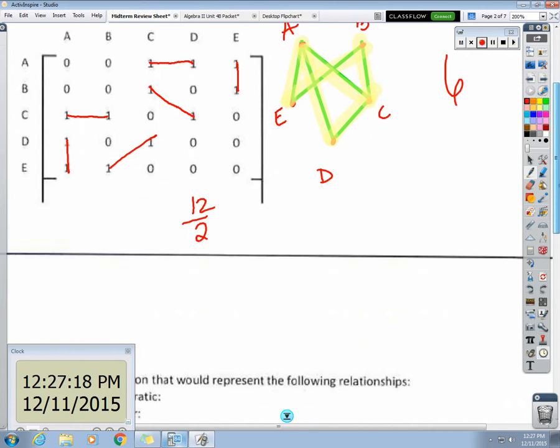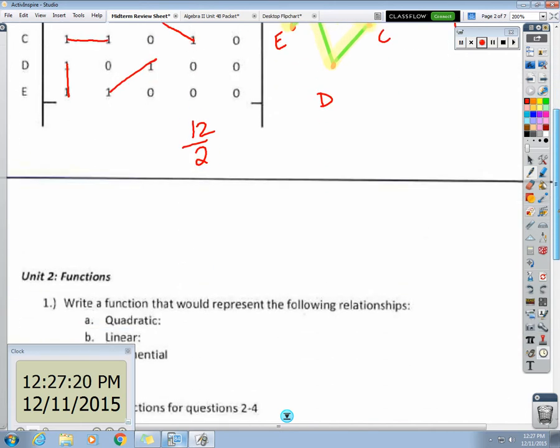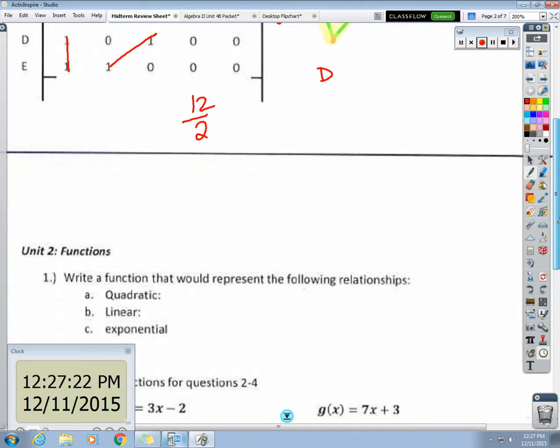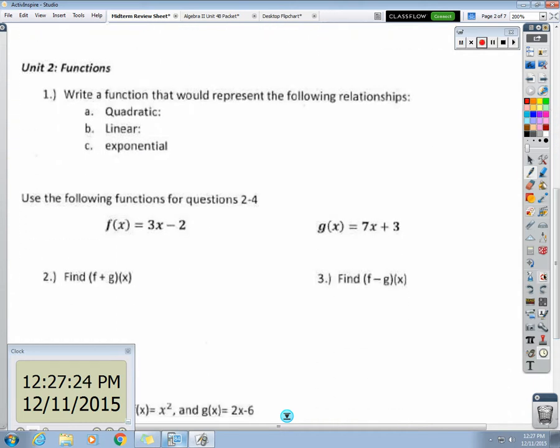Okay, now, so we're done reviewing matrices. Now on to Unit 2, functions. Write a function that would represent the following relationships. To be quadratic, what degree does it have to be? Squared, degree 2. And then it can have a lot of other stuff, but it has to have an x squared. It might have like x squared plus 5 or x squared plus x minus 3. But it has to be degree 2.